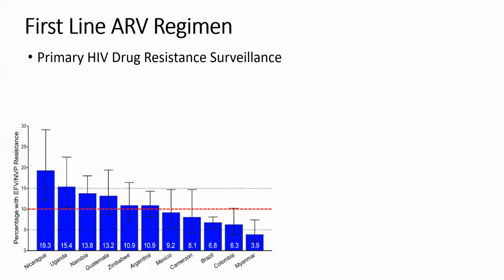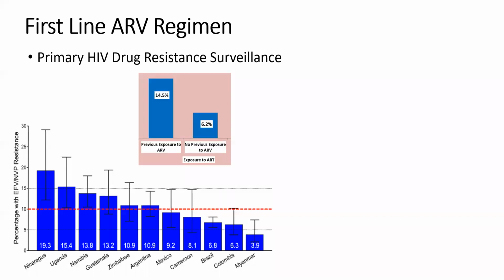drug resistance. We have two types of drug resistance. We have primary resistance, which means you actually have resistance to a drug without taking the drug. The other one is secondary resistance, where you develop resistance after taking the drug. But what I'm showing here is the primary resistance.